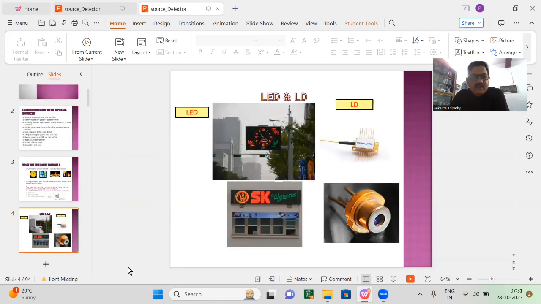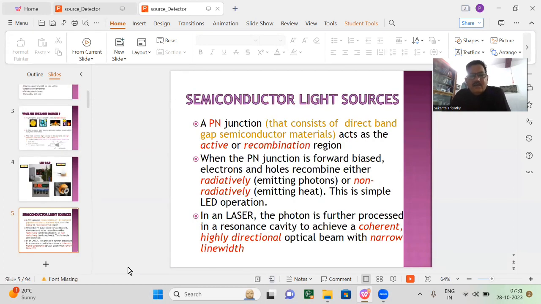So then what we will do is we will try to understand the basic principle of this light emitting diode and this laser diode. Now, the basic principle of this LED or LD, which is based on the semiconductor, is that this LED or LD is basically a forward bias PN junction.